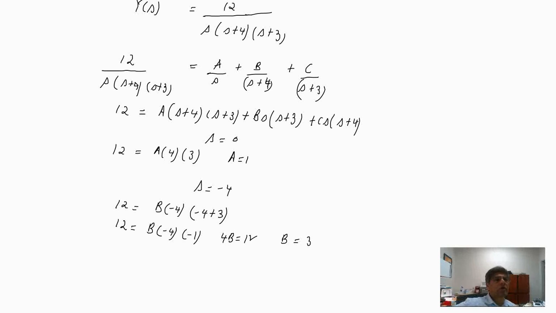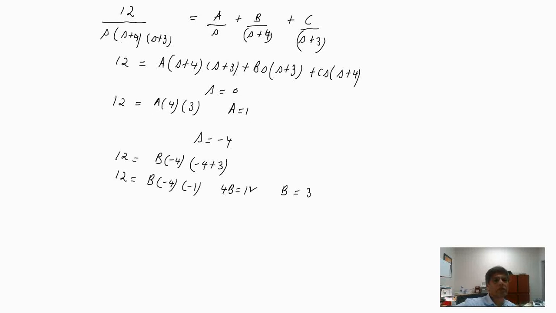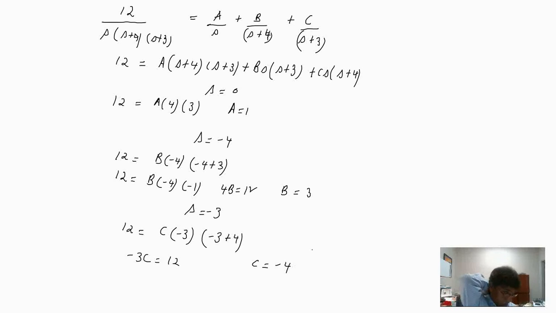Alright, how about c? Well, you need to get rid of both a and b to get c, don't you? So we put s equal to minus 3 on this round. Round number 3. Okay, so this is gone and this is gone. And what do we got now? We got 12 is equal to c times minus 3, and this guy is going to be minus 3 plus 4. So what do we have here? We got minus 3c is equal to 12. So c is equal to minus 4. Well, here we go. We got 1, 3, and minus 4.